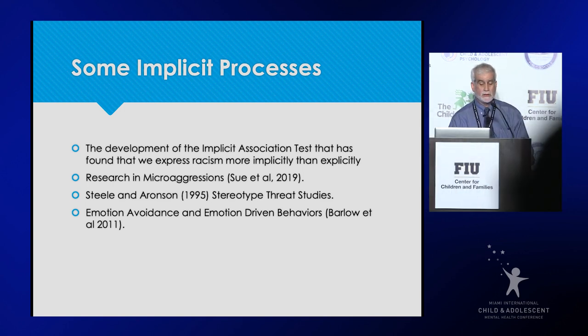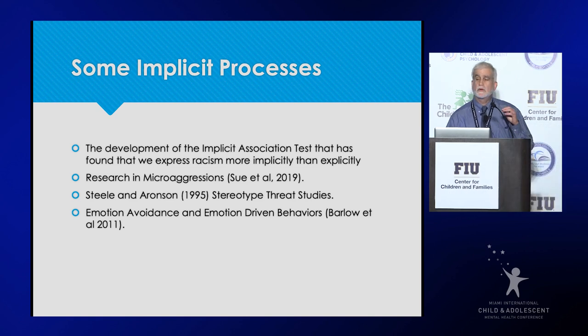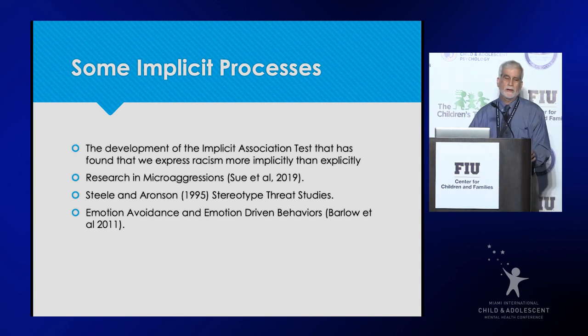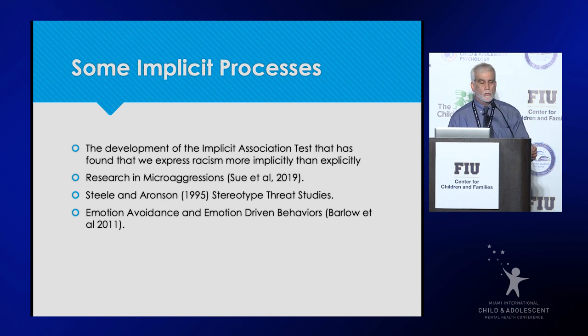Why am I talking about implicit processes right now? Because many of these are hammered by the context. They're repeated over and over, and they become a way that we absorb what's going on in the culture, and we just repeat them over and over. It's important in this literature to also look at microaggressions. I think it's becoming more and more relevant.